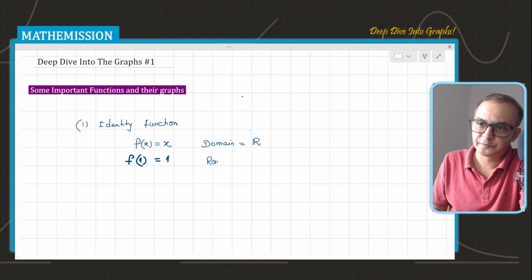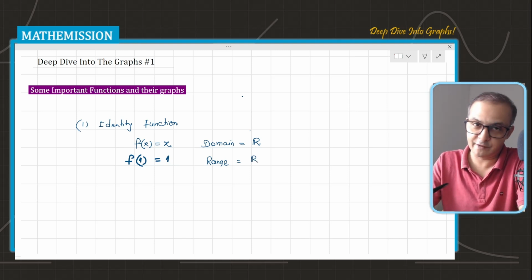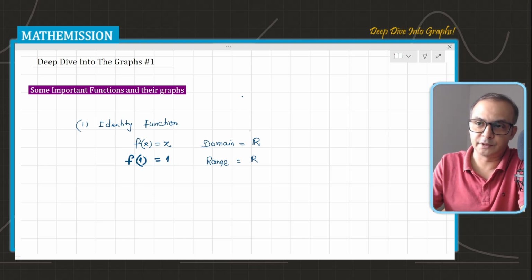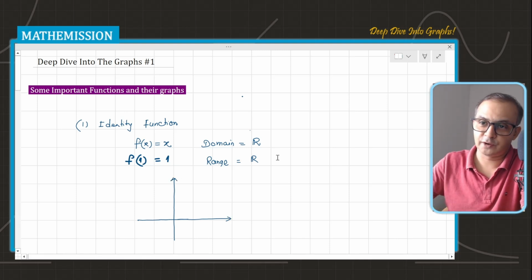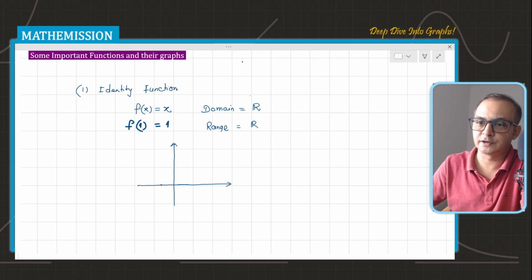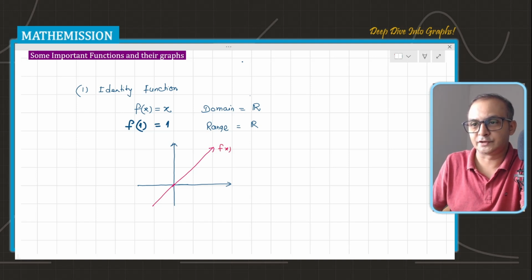And the range is also real numbers, because whatever you substitute, you are getting the same thing. So whatever will be the domain, that will be the range. And the graph of this function will look like the line y is equal to x. It doesn't just look like it, it's exactly the same. So this is the line y is equal to x, and this represents the function f(x) is equal to x, and that is the identity function.